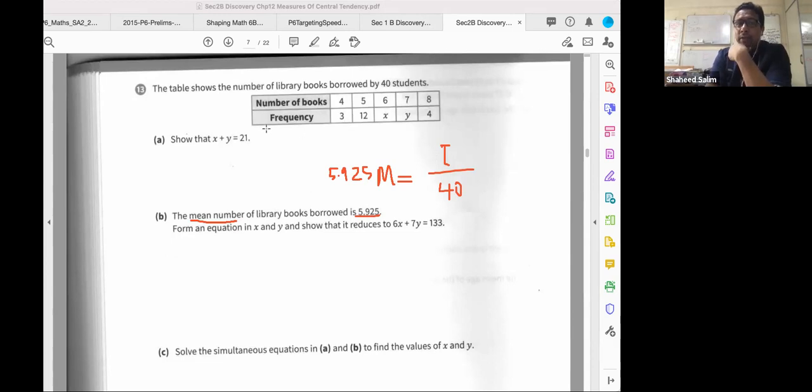You have to find out the total now. See how to find the total. Well, 4 times 3. 3 persons borrow 4 books, so they all borrowed 12 books. So you have to multiply them and then add to get the total value here. That total you put here, and then you have your equation.